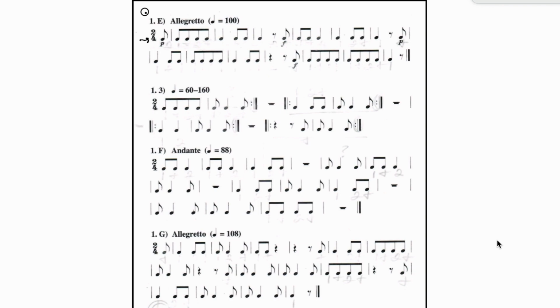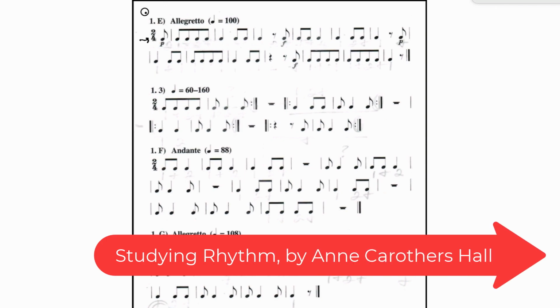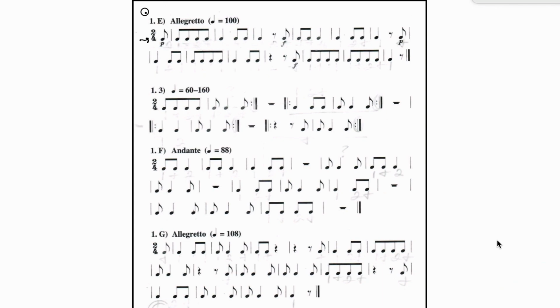Now let's look at some specific examples of rhythms. We'll look at just pure rhythm without any pitches on a 5-line staff, so we can concentrate on these durations and patterns. These examples are from a wonderful book called Studying Rhythm by Anne Hall. It's out of print, but it's worth getting a copy if you can buy a used copy from online somewhere.